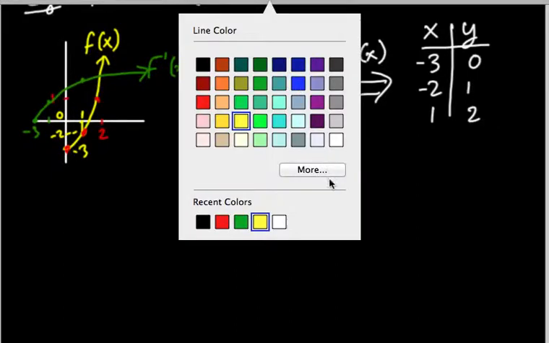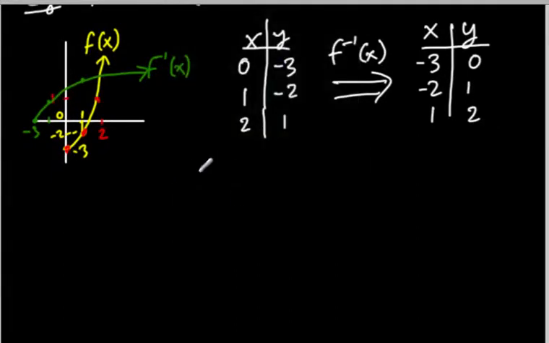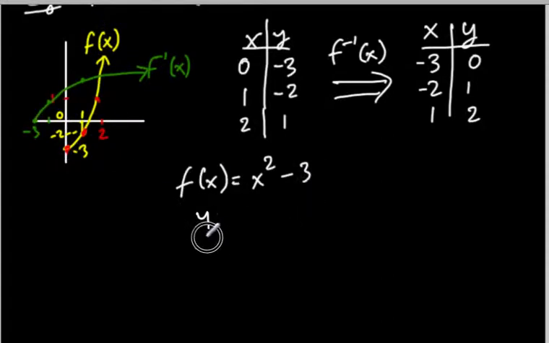So let's try that. We know that f of x is simply x squared minus 3, right? So this is the original function, this f of x right here. So really, I'm just saying y is equal to x squared minus 3. I really haven't done anything so far.